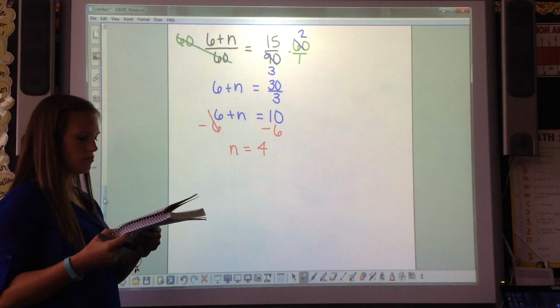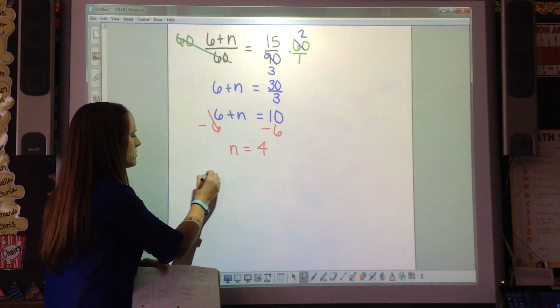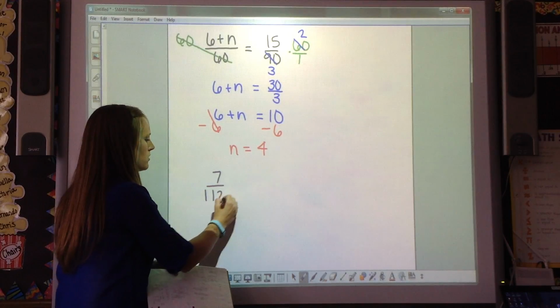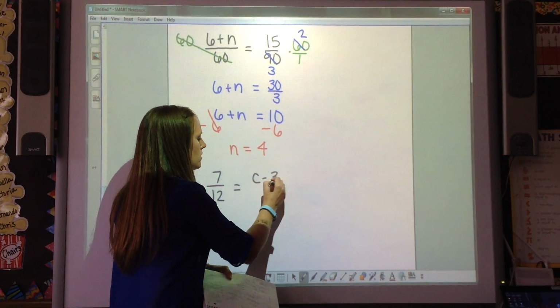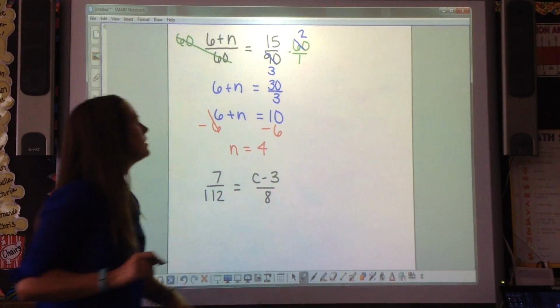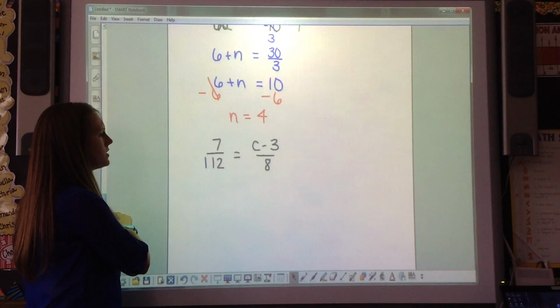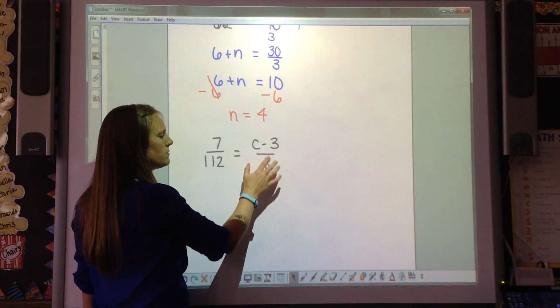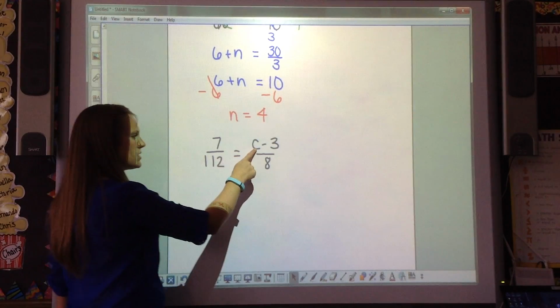I would like you to try 7 over 112 equals (c minus 3) over 8. Go ahead and push pause and try that. This time our variable's on the right side, so you're going to want to move these over to the other side. You want to get c by itself.